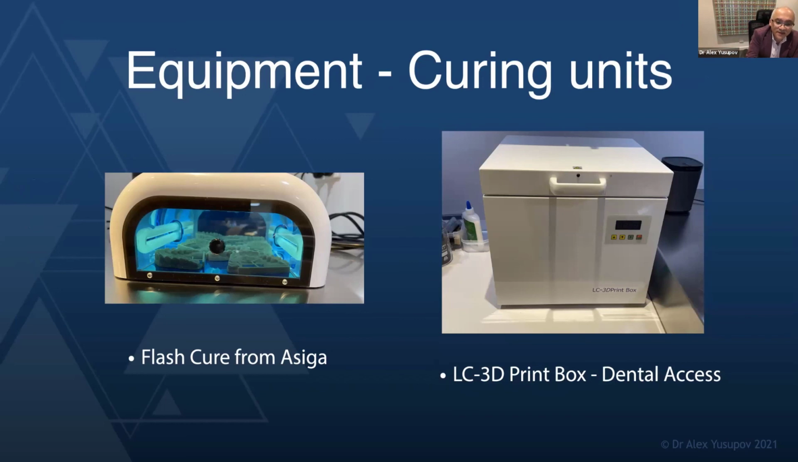The curing lights, the flash cure from a Sega, I think, comes with a printer. I could be wrong, but I like this LC 3D print box, because it can take 20 models in one go. But both work very, very well. And if mine is tight, I just use the flash cure. I've got them sitting as a backup.